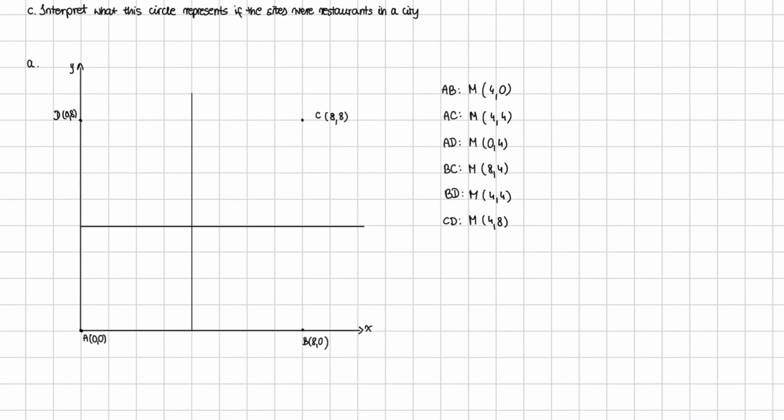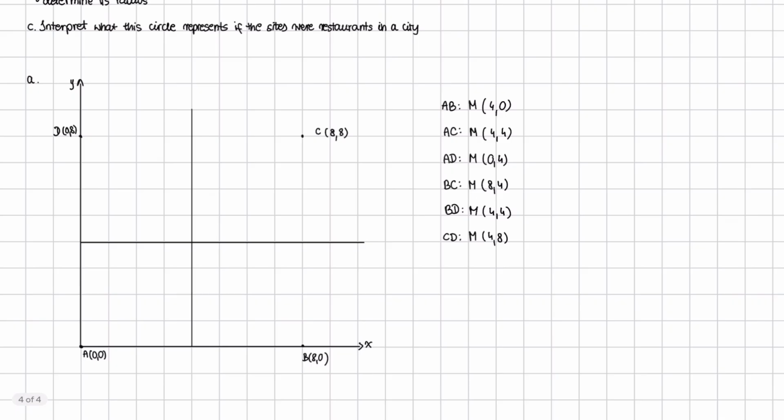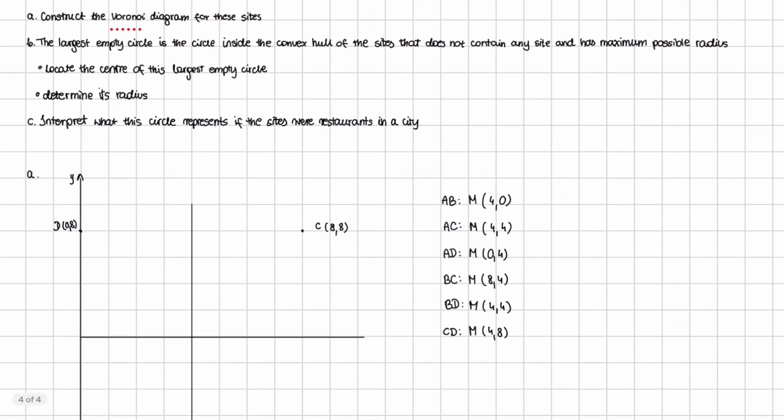So this is our Voronoi diagram. We calculated the midpoints, and our points A, B, C, and D, they basically form a square. So our Voronoi, these perpendicular bisectors, they basically look like a cross, so something like this.